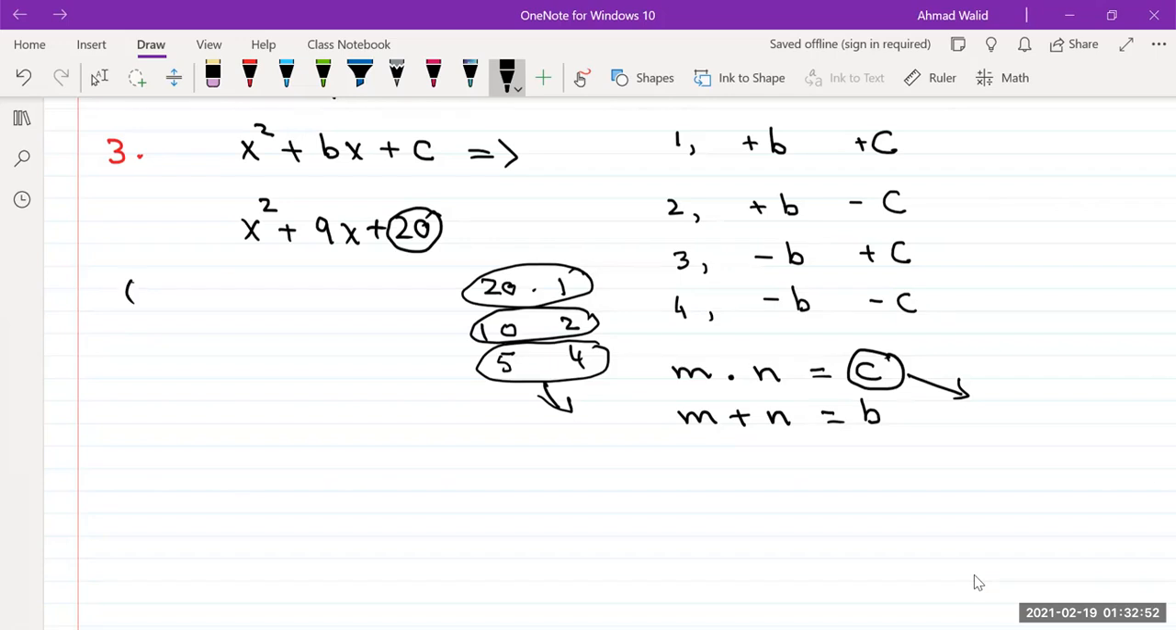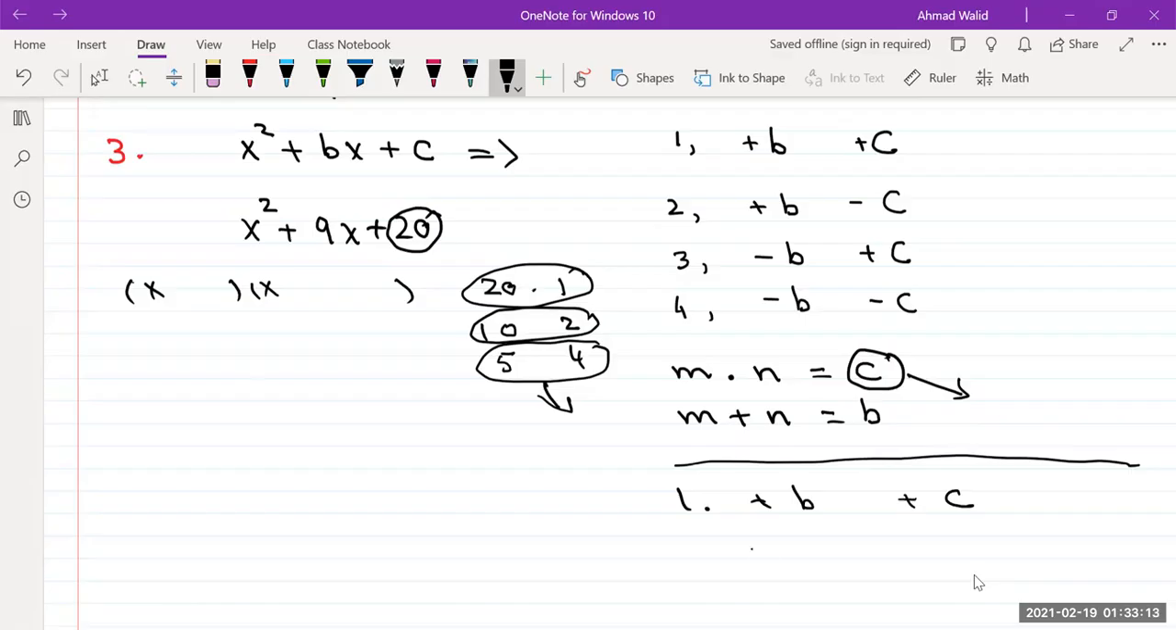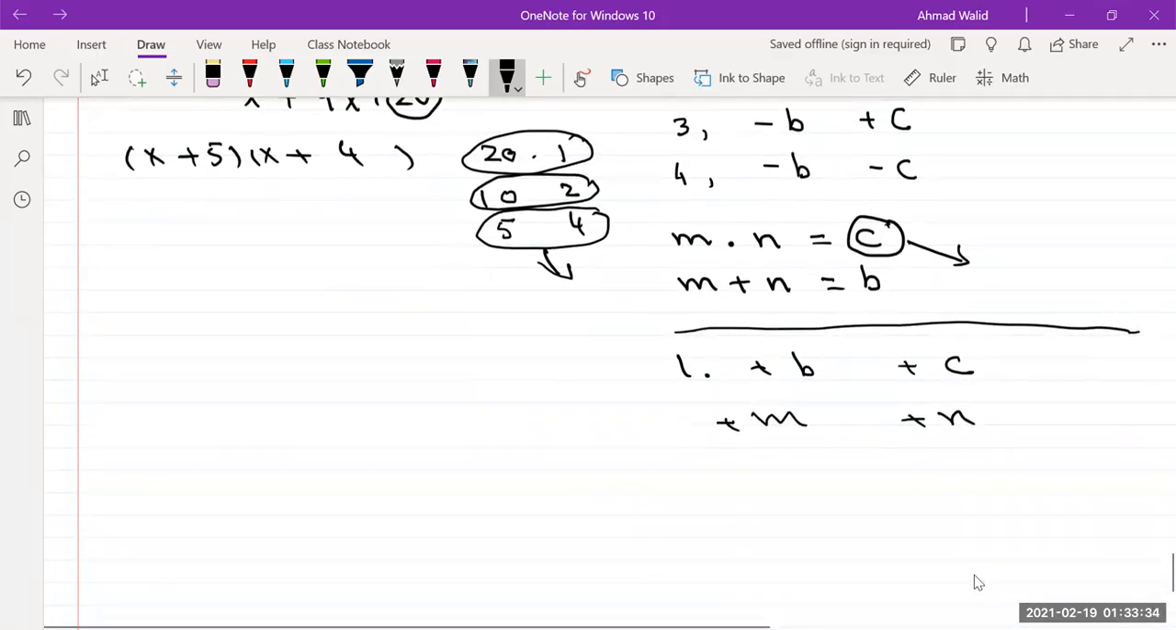Then what you do, immediately open 2 parentheses and put the square root of the first term, here x and x, always. Now, how to choose the sign? I told you that I'll give you 4 cases. Case number 1, when B is positive, C is positive, always choose both numbers positive. The numbers that you are choosing, both of them should be positive. It means put positive in both parentheses. One of them 4, one of them 5. Here you go, you factored it.